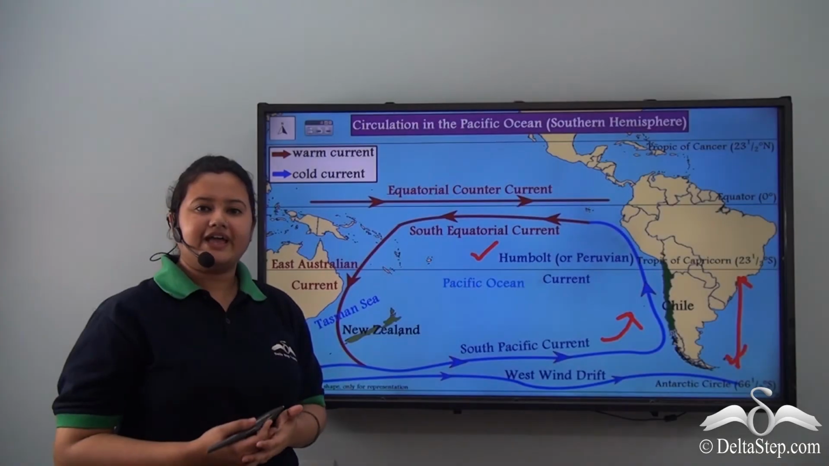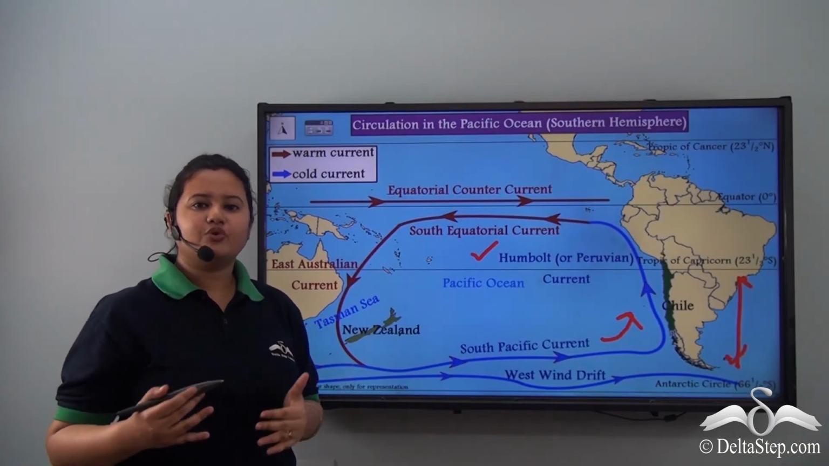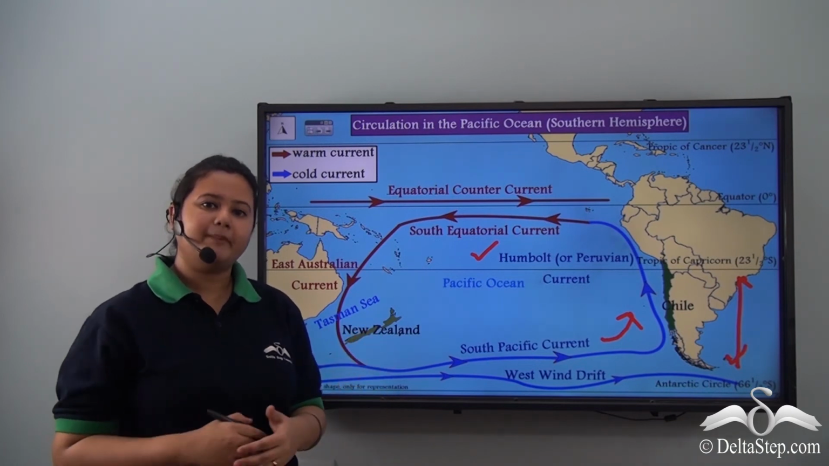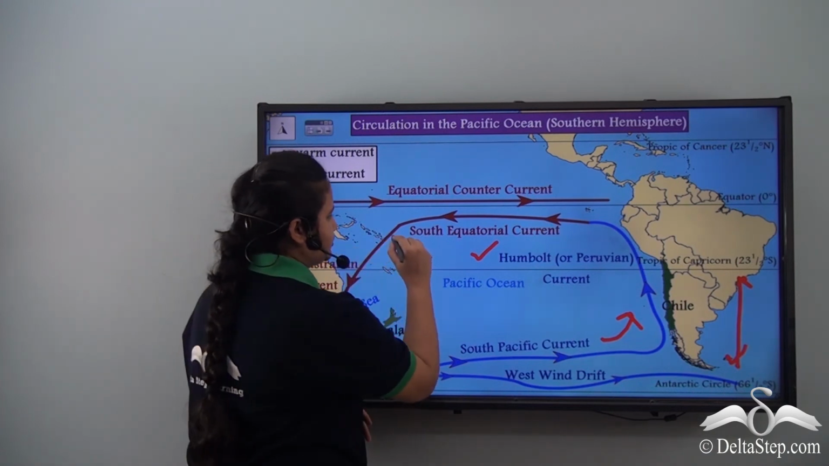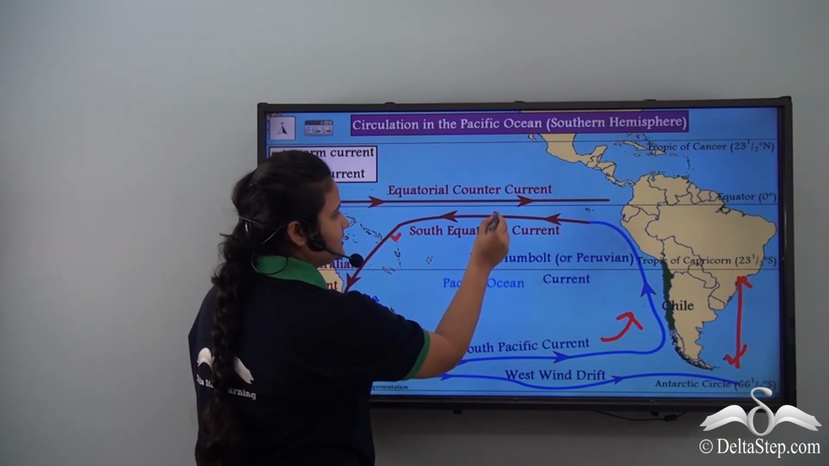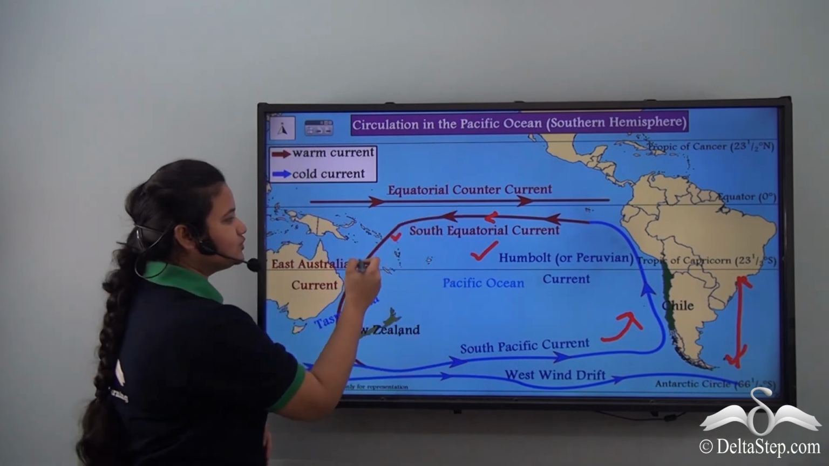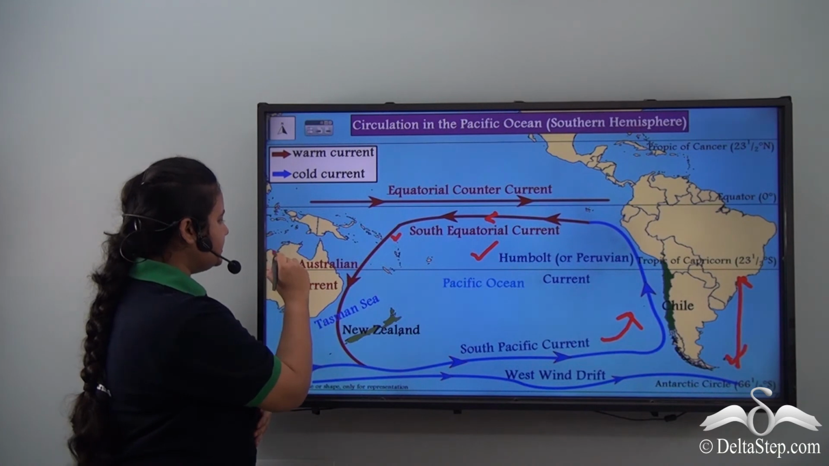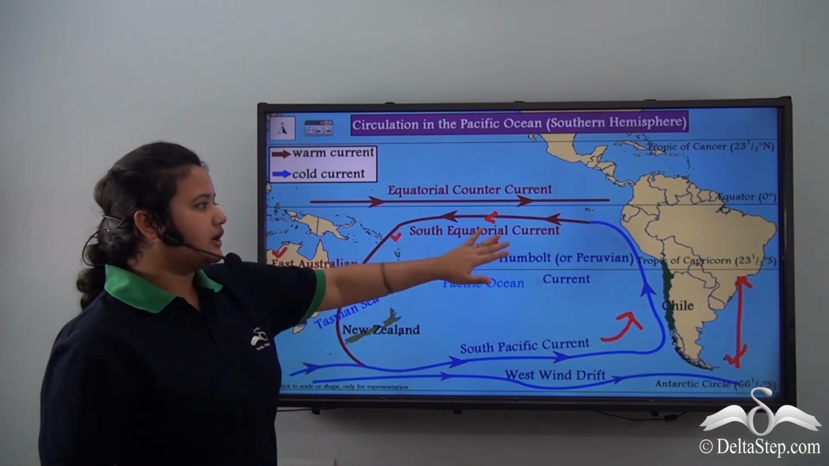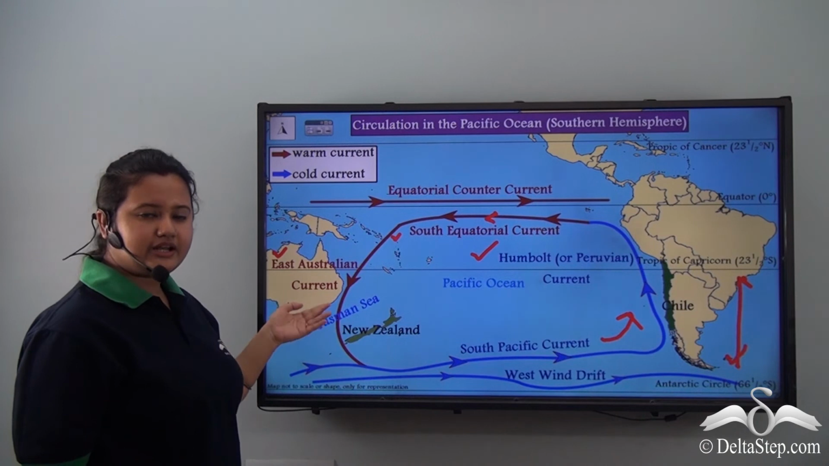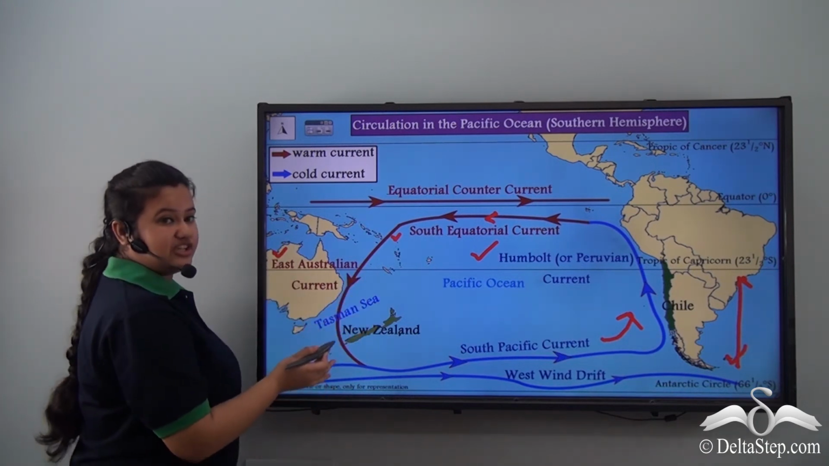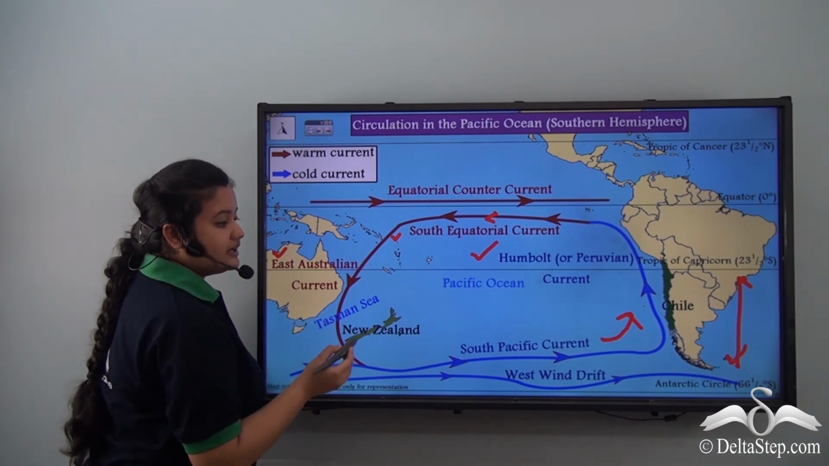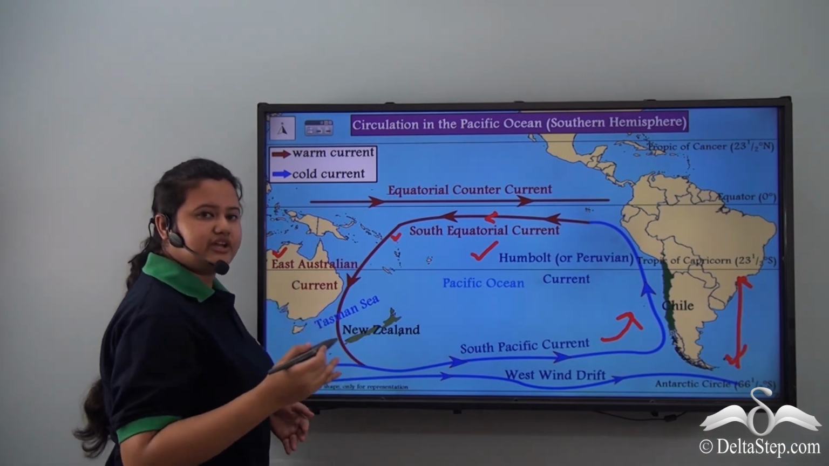Let me again explain to you the circulation of ocean currents in the southern part of the Pacific Ocean. The cycle starts with the South Equatorial current, which flows from east to west and then deflects to the left due to Coriolis effect. Here it flows as the East Australian current. Now South Equatorial current and East Australian current both are warm currents. Now East Australian current, when it reaches New Zealand, it connects with the west wind drift.